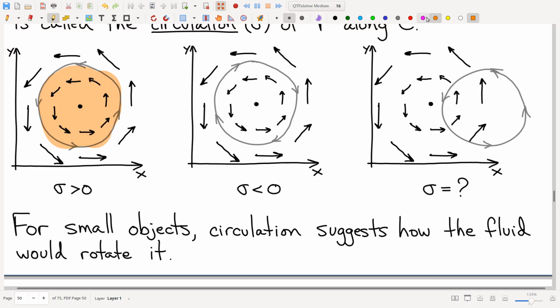So the fact that this circulation is positive means that the leaf is going to rotate the same direction that the curve is going. Positive means same direction as the curve. So the curve going counterclockwise, circulation being positive means we expect the leaf also to be going counterclockwise. If the vector field is tangent to the curve, can you call it a flow line?